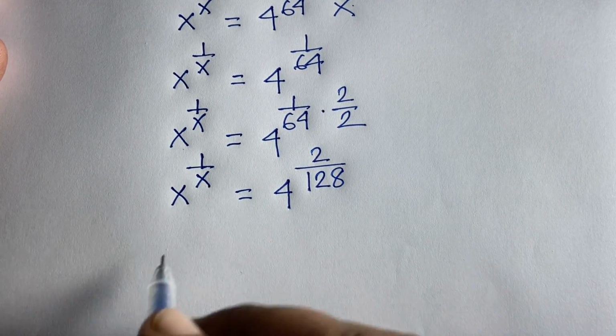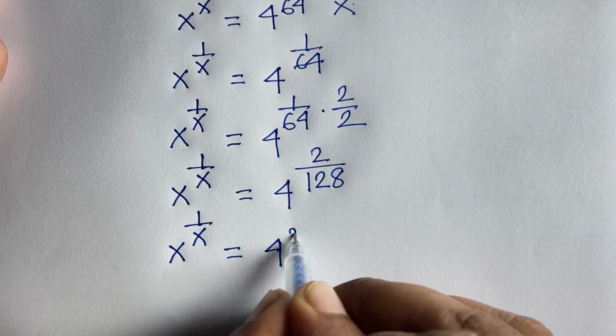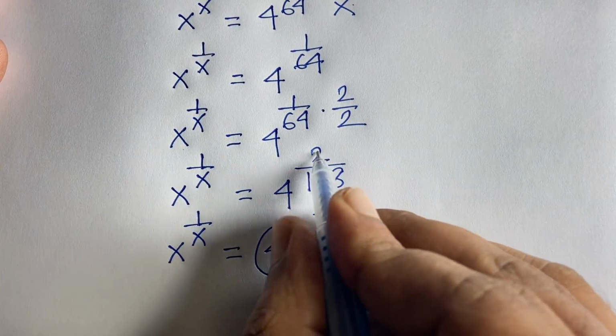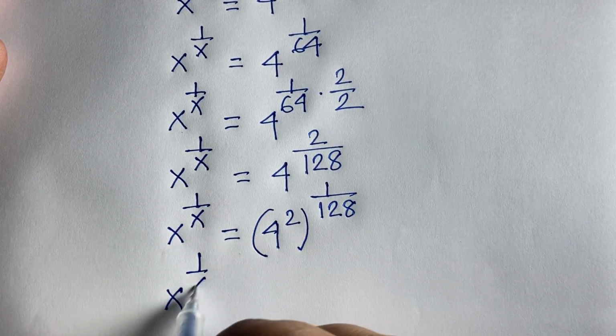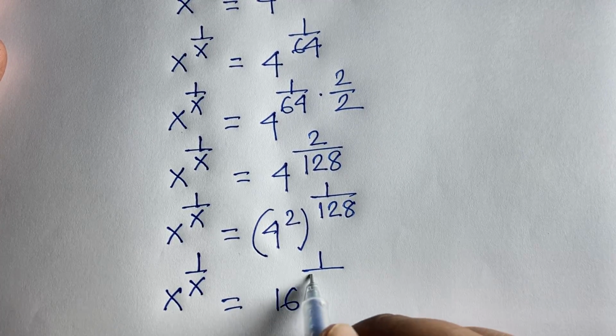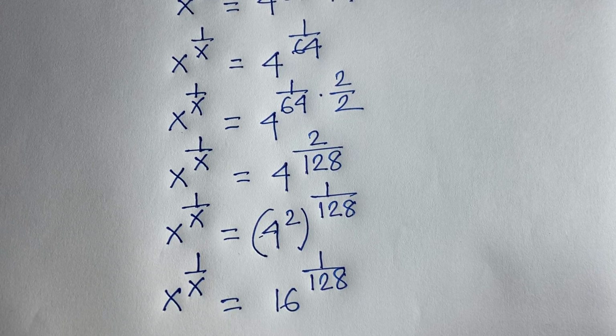Now I can say easily here is x to the power 1 over x is equal to 4 to the power 2, and here is 1 over 128, these two here. Now I can say easily here is x to the power 1 over x is equal to 16, and 1 over 128, 4 to the power 2, it will be 16.